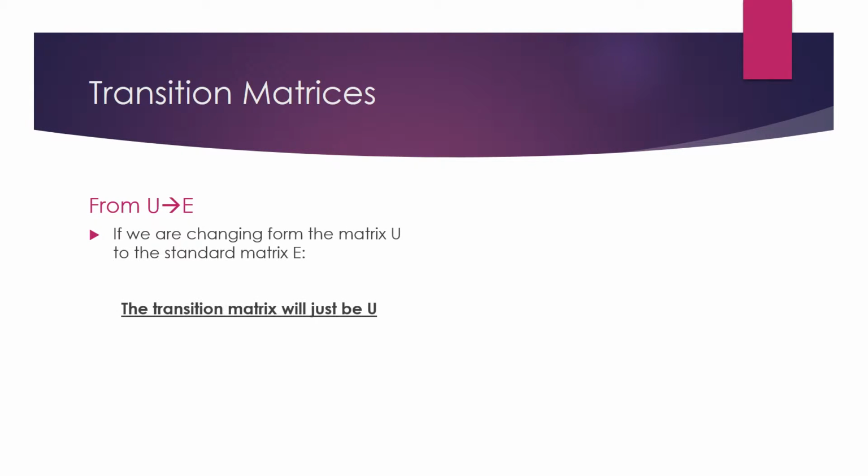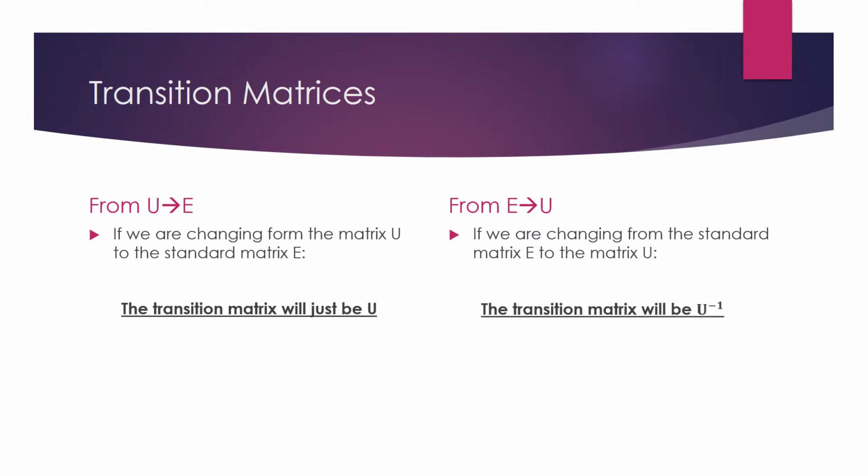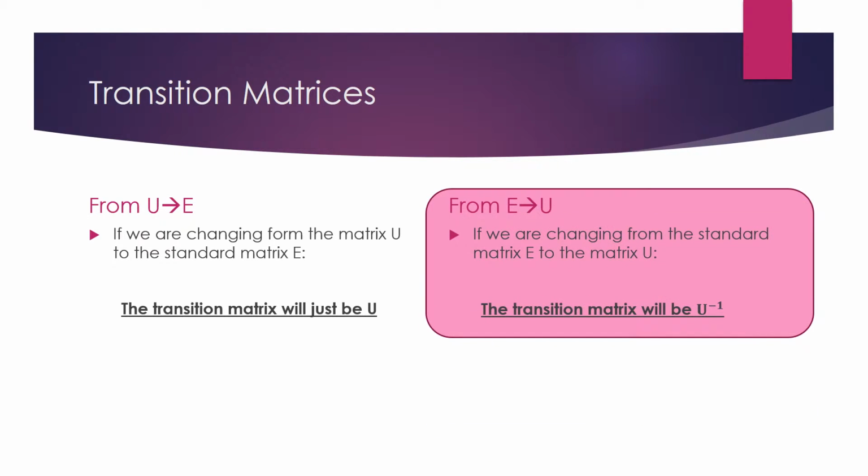Before we start working out the problem, let's review some information about transition matrices and coordinates. For transition matrices, if we are changing from the matrix U to the standard matrix E, then the transition matrix would just be U. If we are changing from the standard matrix E to the matrix U, then the transition matrix will be U inverse. For our problem, we are going to be using this one.